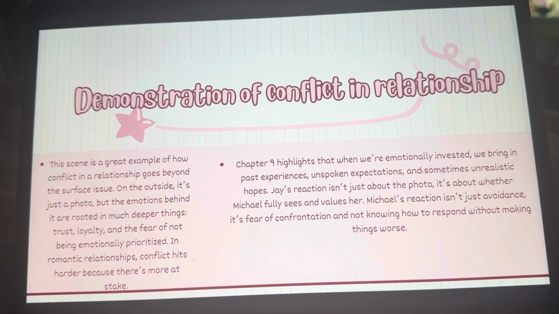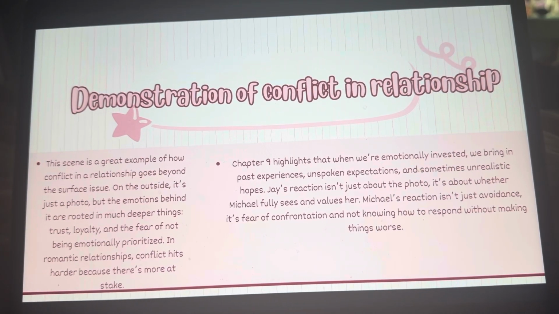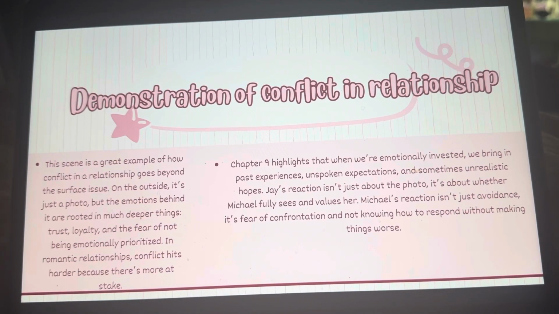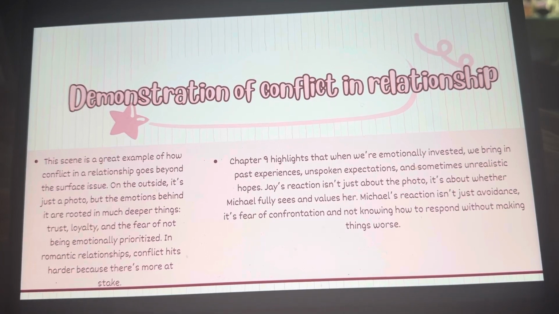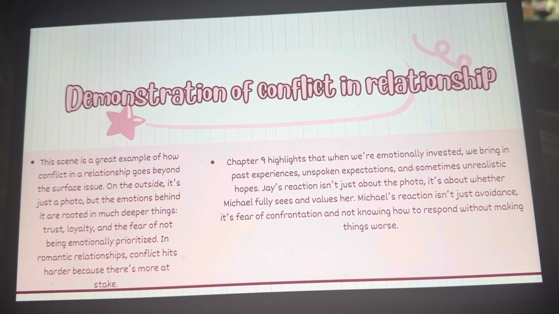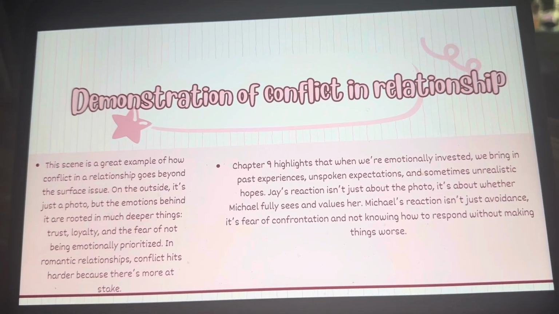We bring in past experiences, unspoken expectations, and sometimes unrealistic hopes. Jay's reaction isn't just about the photo, it's about whether Michael fully sees and values her. Michael's reaction isn't just about avoidance, it's a fear of confrontation and not knowing how to respond without making things worse.